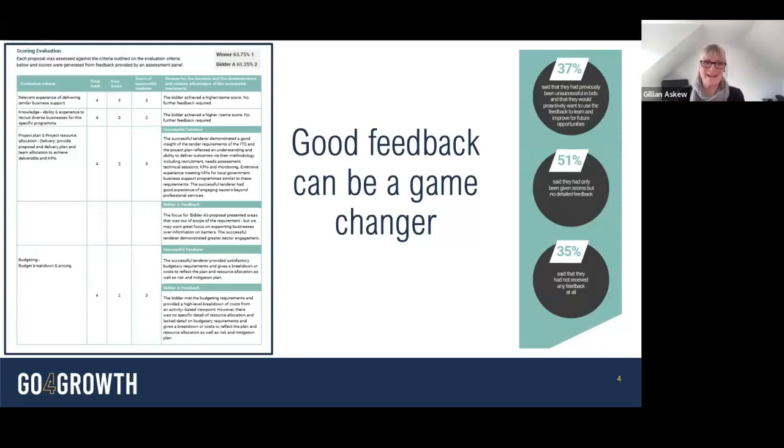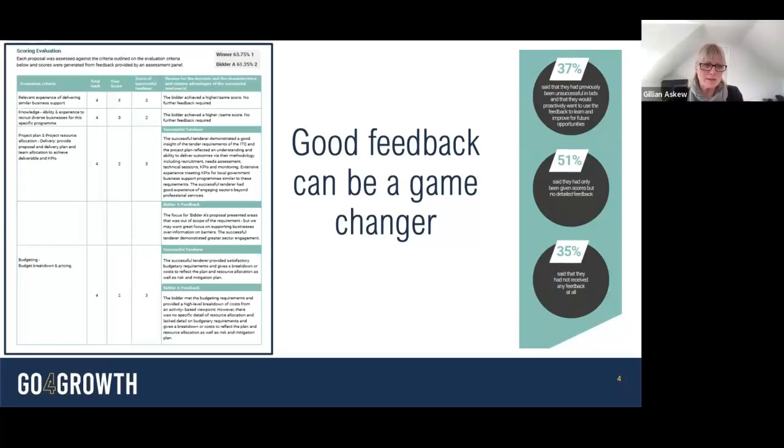And it also then tries to say bidder A's proposal presented areas that were out of scope for the requirement. They might want greater focus on supporting businesses over information on barriers. The successful tenderer demonstrated greater sector engagement. So what this feedback is trying to do is say, this is where the winning bidder was good, and this is what you could have filled the gap with. This was the gap in your response and why there was a difference in the question. And this really, I think, and we'll wait and see until the new regulations actually are agreed and come out and we start getting them in practice, but I think this is likely to be how you might get feedback going forward. So you'll get that explanation of the score for the winning bidder and also an explanation of the score for you. So you can have a look at those gaps if you're unsuccessful, and if you're successful, you can build on them.